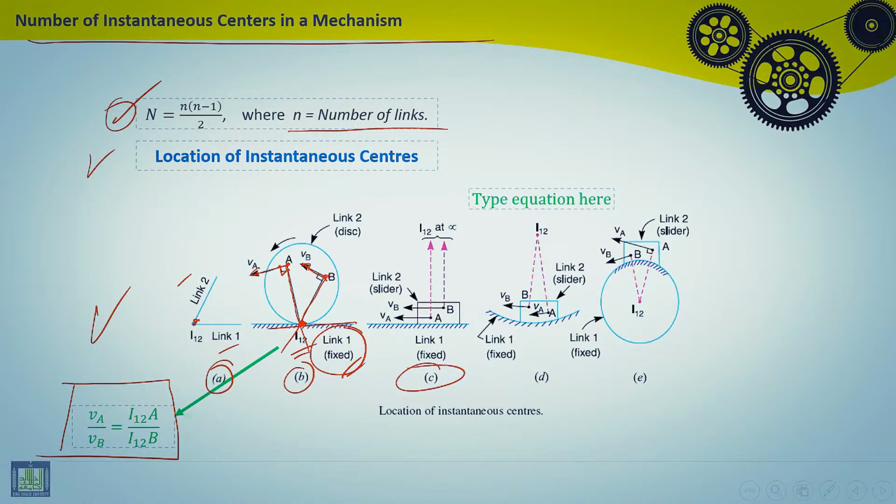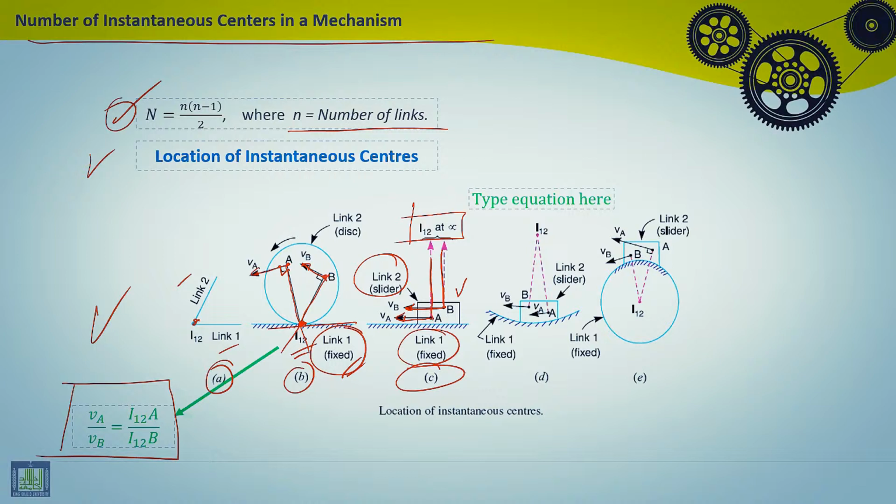Third example here, a pure translation for a solid slider link 2 about the link 1 fixed to the ground. So VA, we can remark here, VA is parallel to VB. So both perpendiculars should be parallel also. They didn't intersect, and then the instantaneous center I12 will be located at infinity because it is pure translation, no rotation is there.